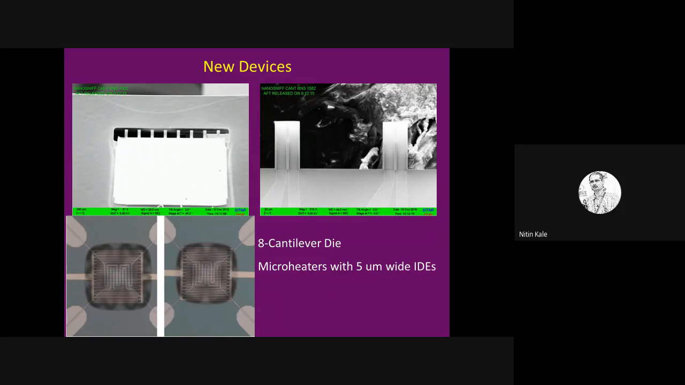Second, if you have a look at this picture, what you see here is a micro hot plate that I had initially shown. But on the micro hot plate, we have also put what are called interdigitated electrodes.